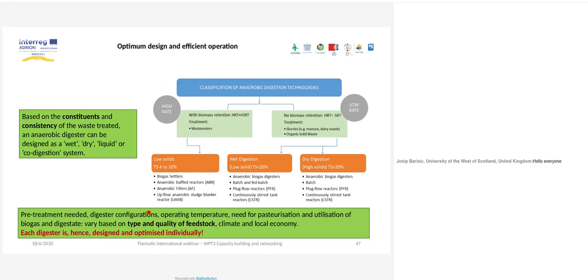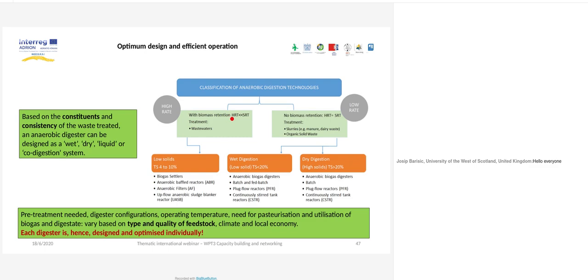So on the left side, you see here the digesters which use as a raw material, or as substrate as we define it, wastewater, which has a low solids content around 4 to 10%. And on the other side, you have here the treatment of slurries like manure, dairy waste, organic solid waste, which has a higher solid content. So on the one side, we have the wet digestion, if the solid content is below 20%, and the dry digestion, if the solid content is higher.